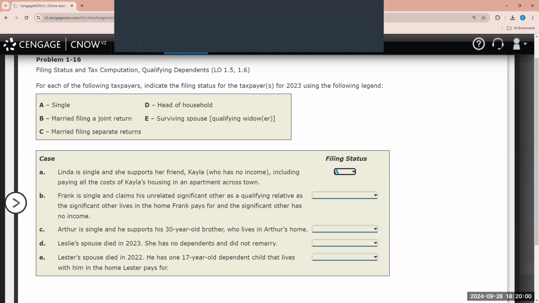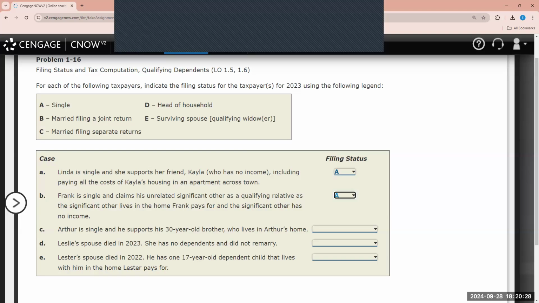Next, there's a gross income test. The qualifying relative cannot have gross income that's equal to or above $4,700 in 2023. And then a support test: the dependent must receive more than half of the support. So because this is an unrelated significant other, unfortunately, even though Frank is taking care of everything, he cannot claim the significant other as a dependent.